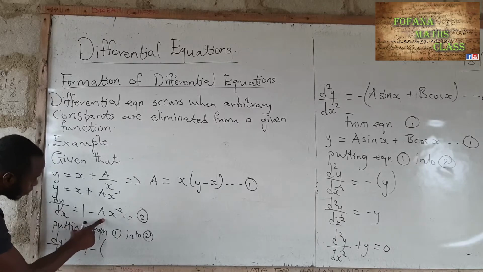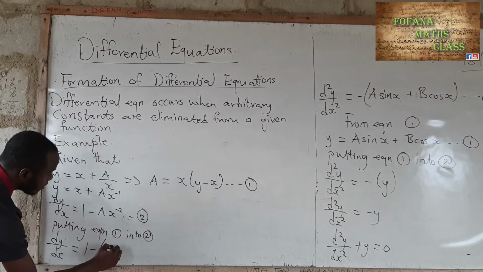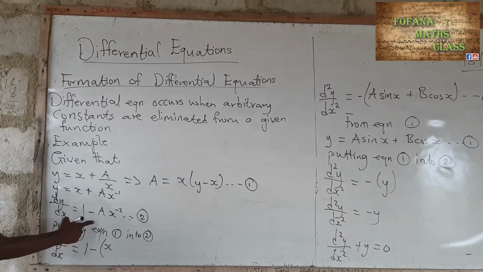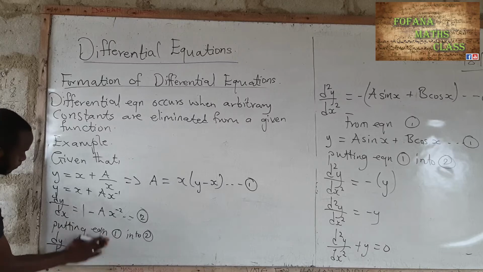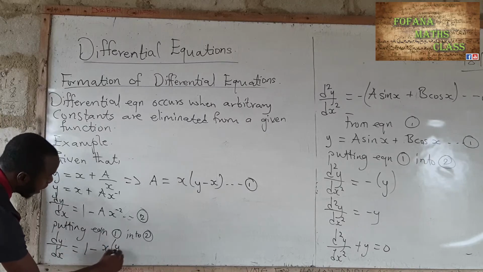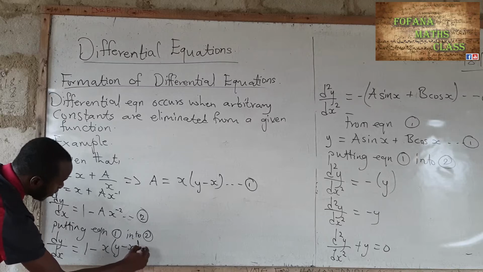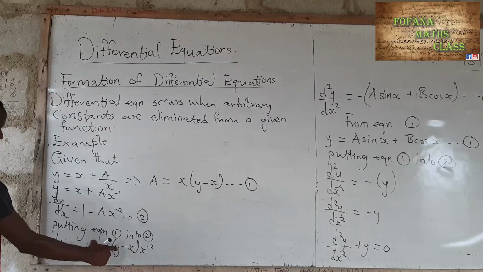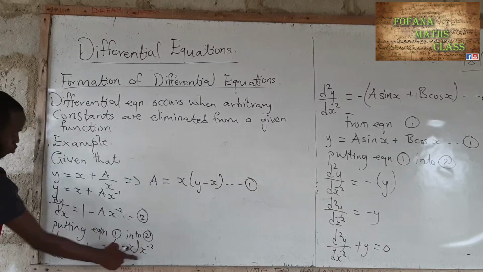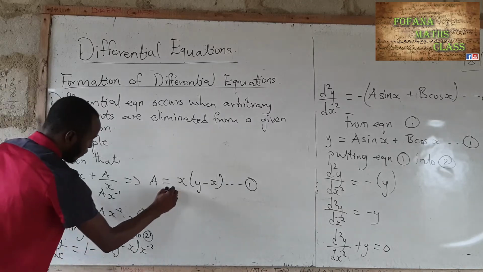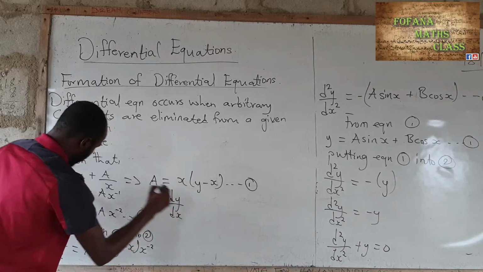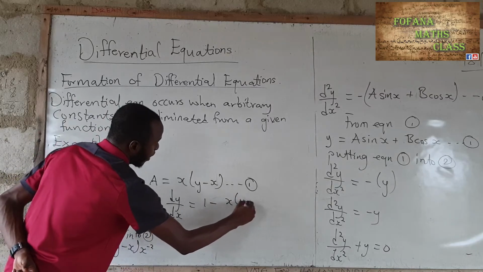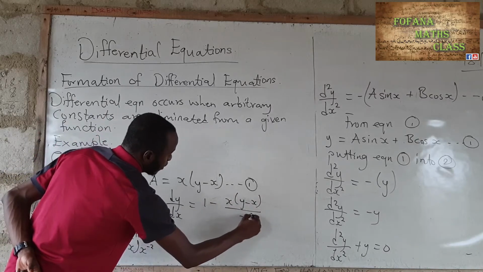Okay, there I will be having dy dx equal to 1 minus, then into bracket, what? x, 1 minus, okay, so x into bracket y minus x, times again x to the power -2, which is this one. So a is x into bracket y minus x, then this one will come. Okay, so rewriting this one, I will be having dy dx equal to 1 minus x into bracket y minus x all over x squared.